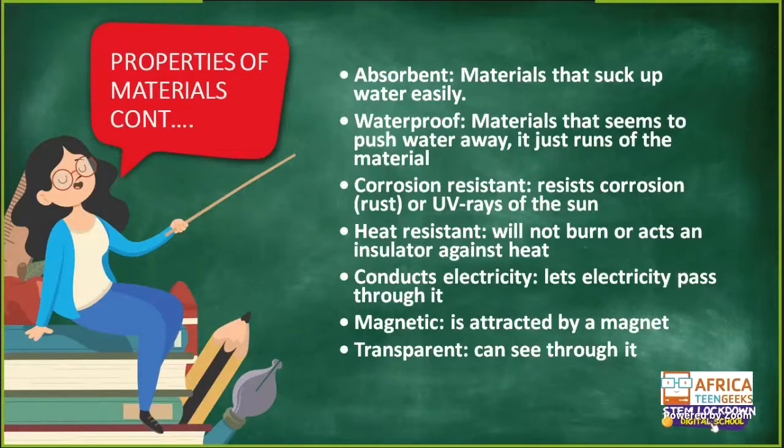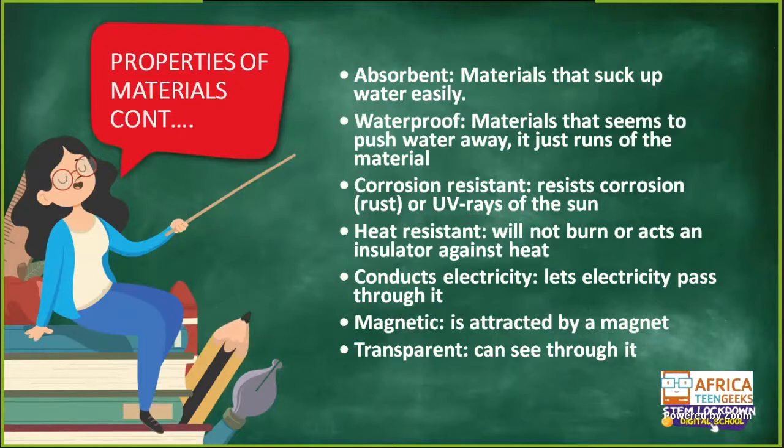Now let's look at corrosion resistance. Corrosion simply means rusting. So corrosion resistance means the material resists corrosion, or rust, or the UV rays of the what? Sun. Now let's look at heat resistance. There are some materials that are also heat resistant. That is, they will not burn or will act as an insulator against what? Heat. Heat resistant. So when you have fire and you put the material there or get close, it will not burn.